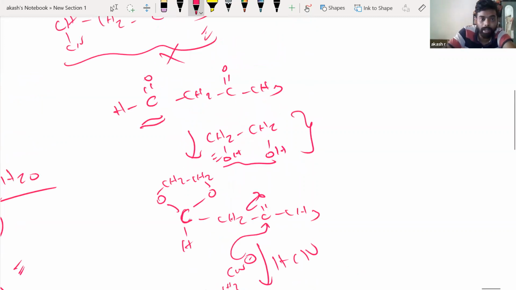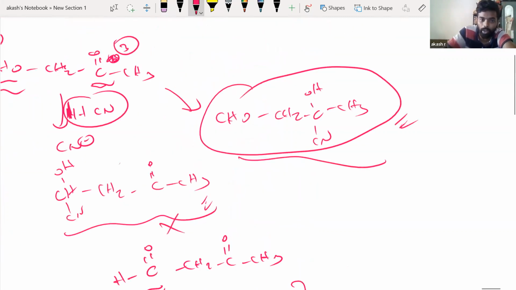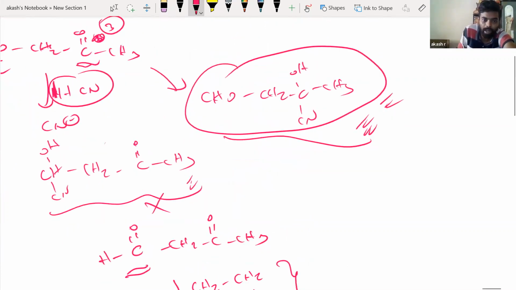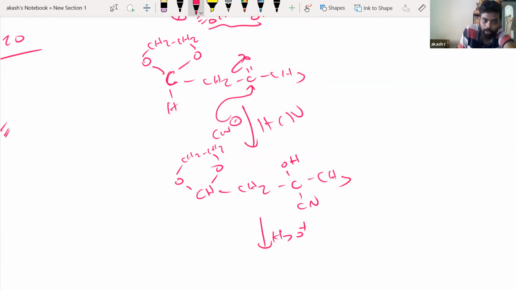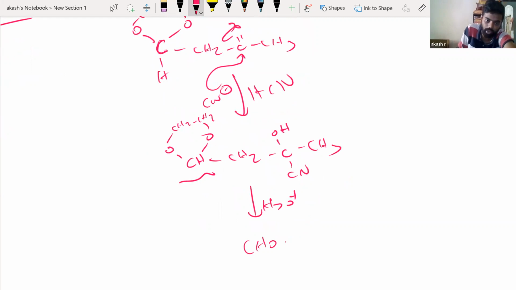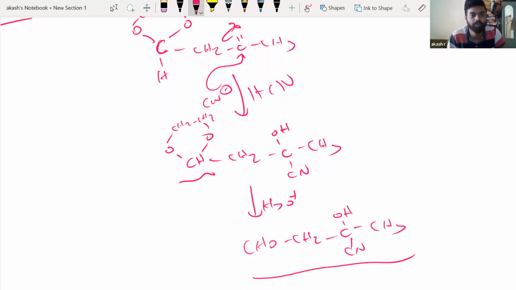Now, I want this to be the product. So what should I do? I should go for acidic hydrolysis of this one. So what am I going to get? This entire thing is going to convert itself into an aldehyde. So CHO, CH2, C(OH), CN, CH3. This is how it is very useful.